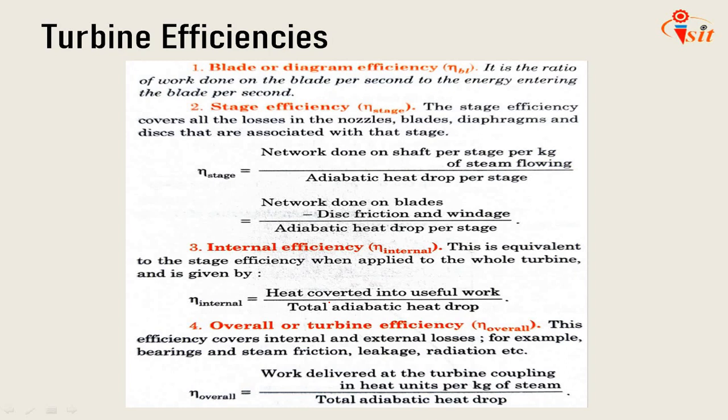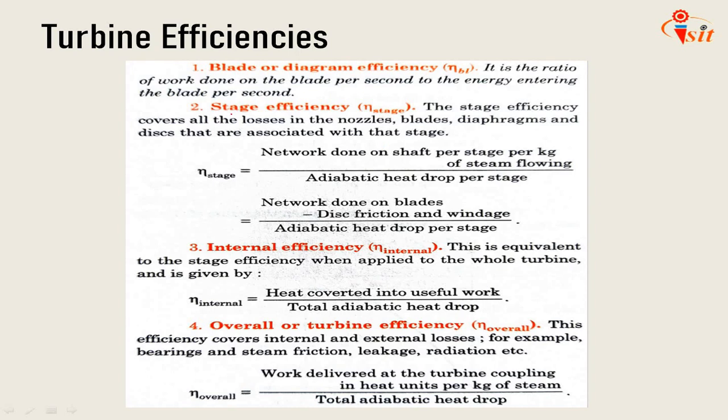Now the next slide is about the various turbine efficiencies. We will see them one by one, which are calculated using these terms, so that it can be easy for power plants to understand and properly design the equipment used in power plants. First one is blade or diagram efficiency, that is eta DL. It is the ratio of work done on the blade per second to the energy entering the blade per second, that we have already seen.